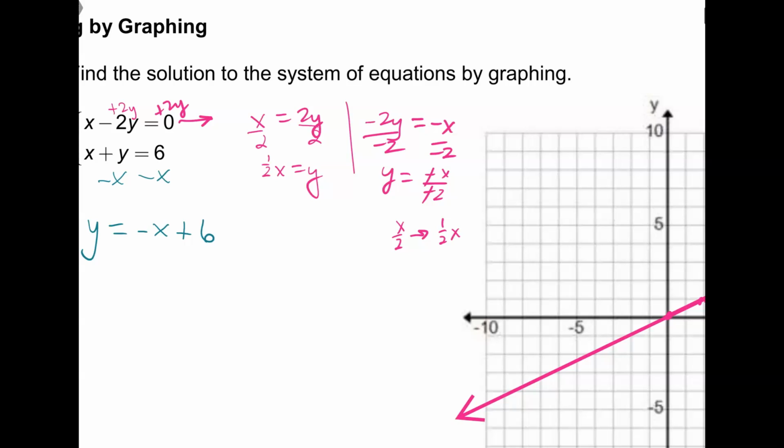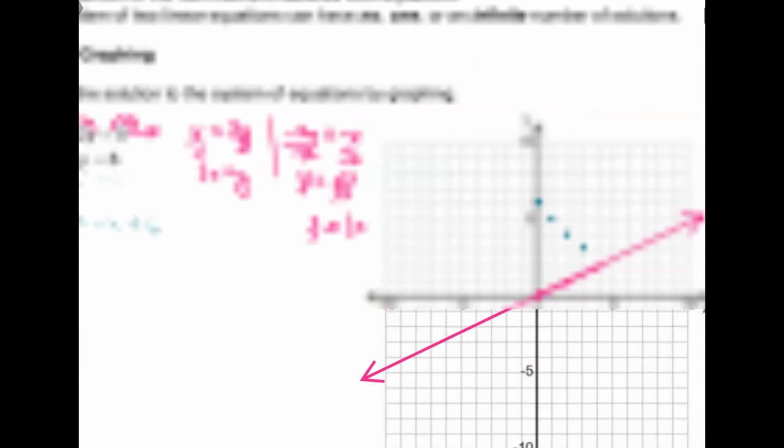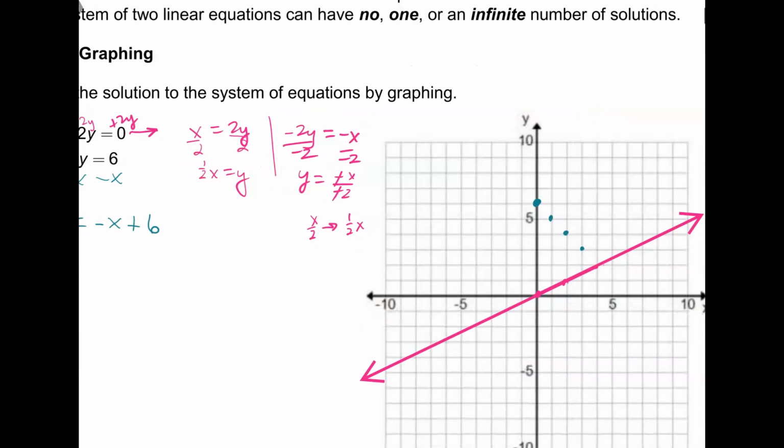So I go to 0, 6, and I make a dot. And the slope is -1, because I have a negative x. That's literally a -1x, so down 1, right 1, down 1, right 1, down 1, right 1. So we see they're definitely going to connect on the graph. So I'm going to use my straight edge.